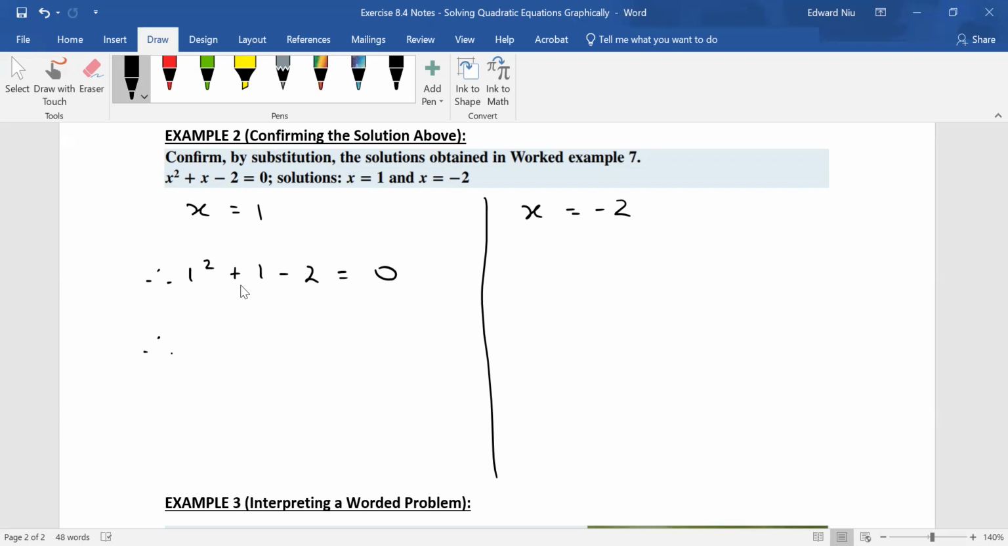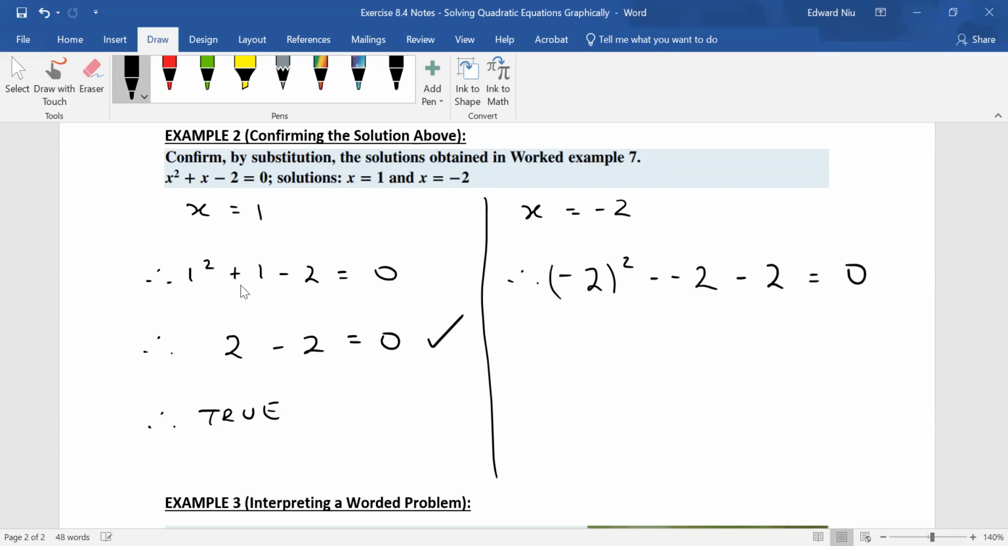Here we've got, well, 1 squared is 1. So 1 plus 1 is 2. Does 2 take away 2 equal 0? Yes, it does. So therefore, true. Over here, instead of having x squared, we're going to have -2 squared, take away -2, take away 2 equals 0.